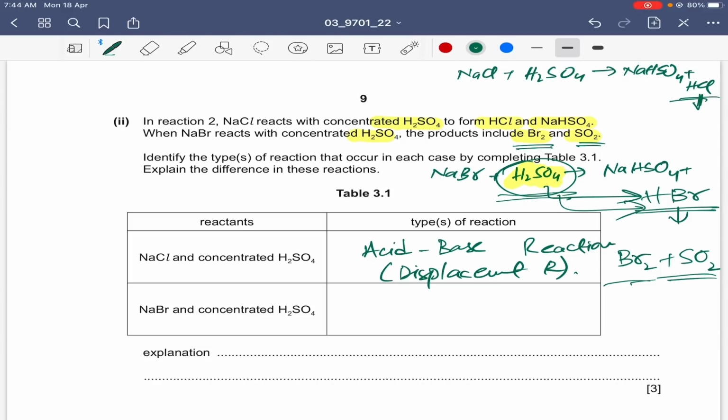But when H2SO4 reacts with bromide ion, it changes the oxidation state of bromide ion. The Br oxidation state changes from -1 to 0, right? In HBr its oxidation state is -1, in bromine its oxidation state is 0. And sulfur in H2SO4 is in oxidation state +6, but in sulfur dioxide its oxidation state changes to +4. So the reaction of NaBr with concentrated sulfuric acid is a redox reaction.